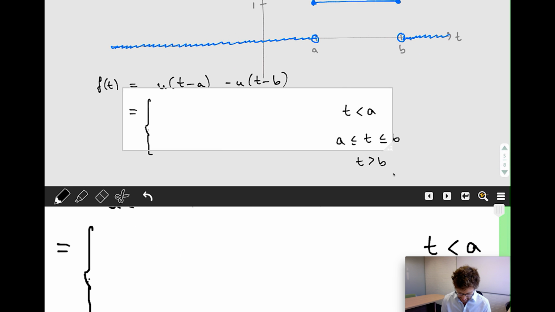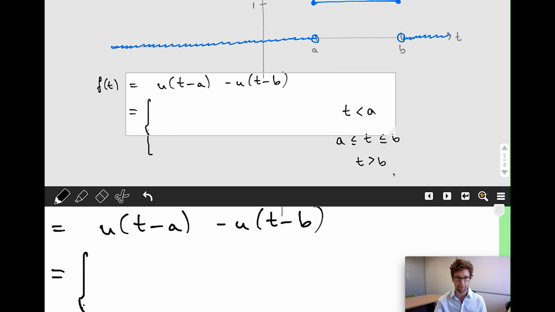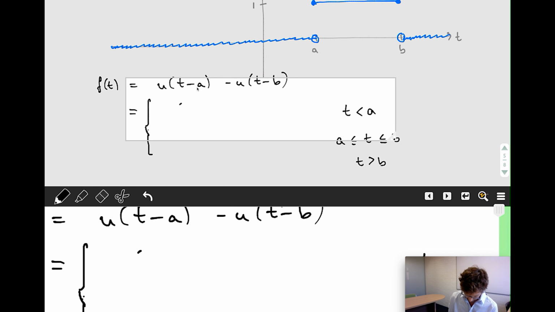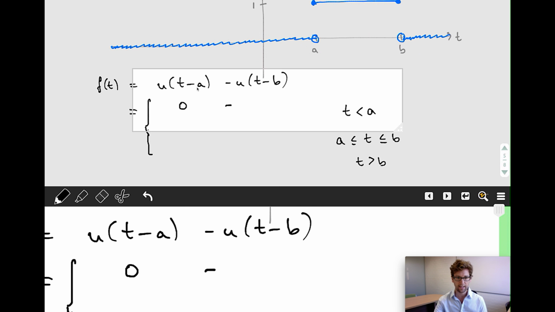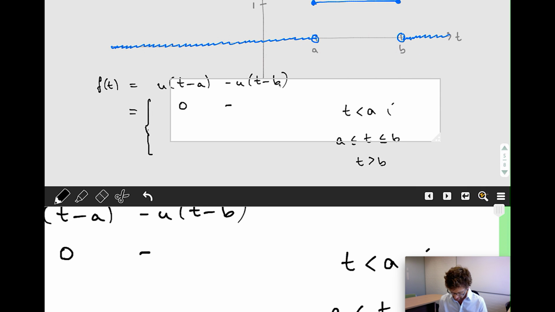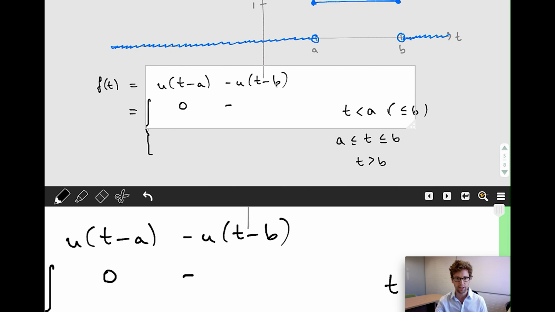So for t less than a, let's take a look at the first of these two Heaviside functions. T is less than a, which means that t minus a is going to be negative. So u of t minus a will be 0. When t is less than a, it's also going to be less than b, because remember, a is less than or equal to b. So we're guaranteed that t is going to be smaller than b as well. So t minus b is also going to be negative, so the Heaviside is 0 here. So this combines to give us 0.